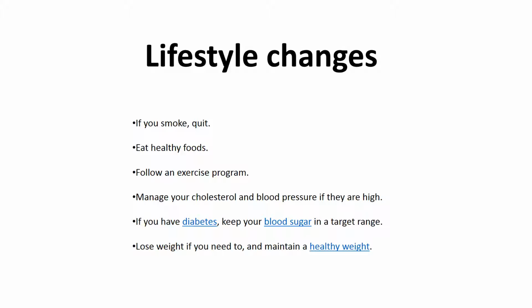Lifestyle changes, some things you can change, some things you can't. But if the patient smokes, tell them they must quit to improve their flow. They can change their diet, eat healthy foods. They could follow an exercise program. They need to manage their cholesterol and blood pressure if those two things are high. If the patient has diabetes, they need to keep their blood sugar in a target range. And also, if they need to lose weight, they need to do that to maintain a healthy weight and just have a healthy lifestyle.